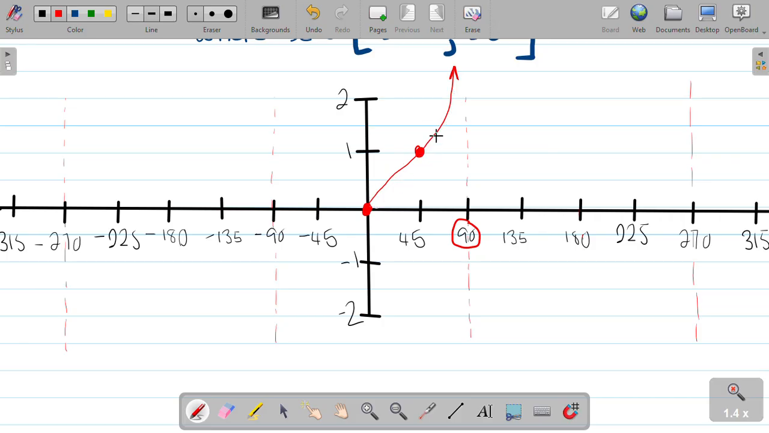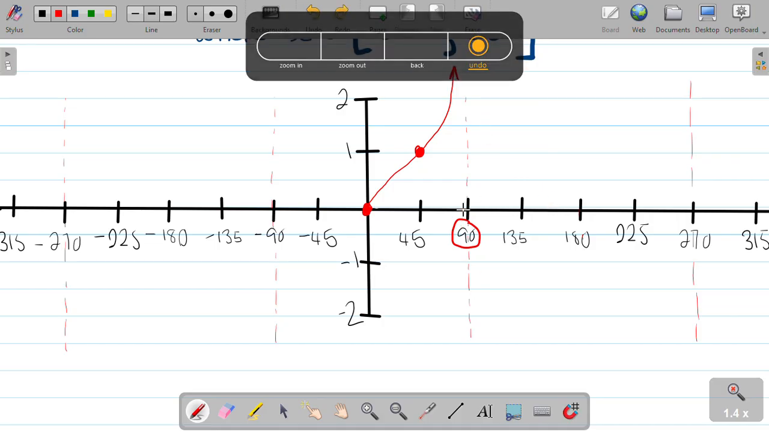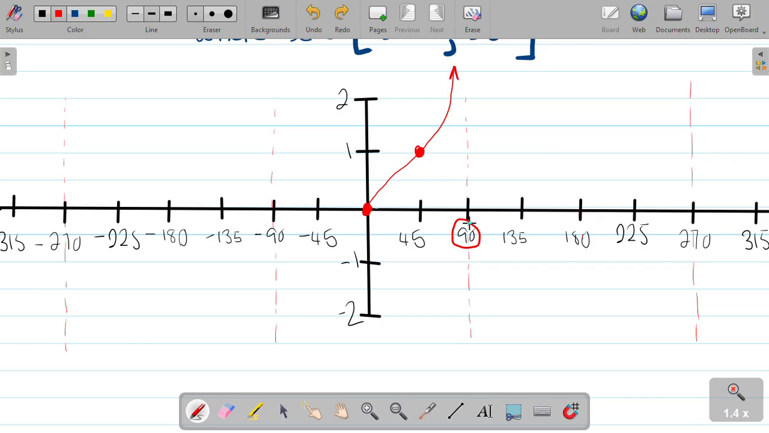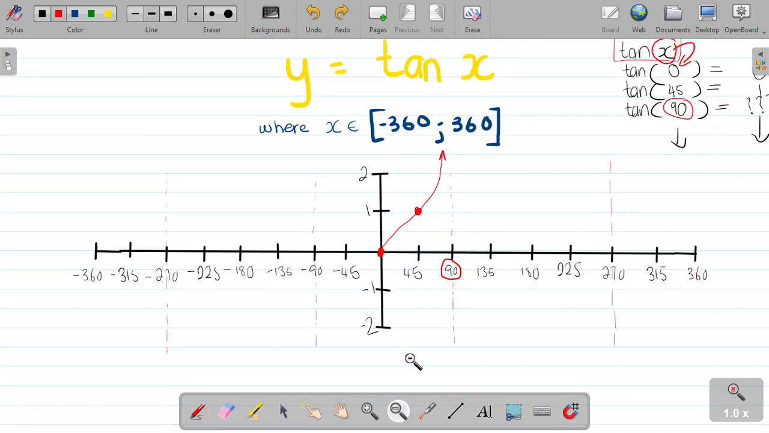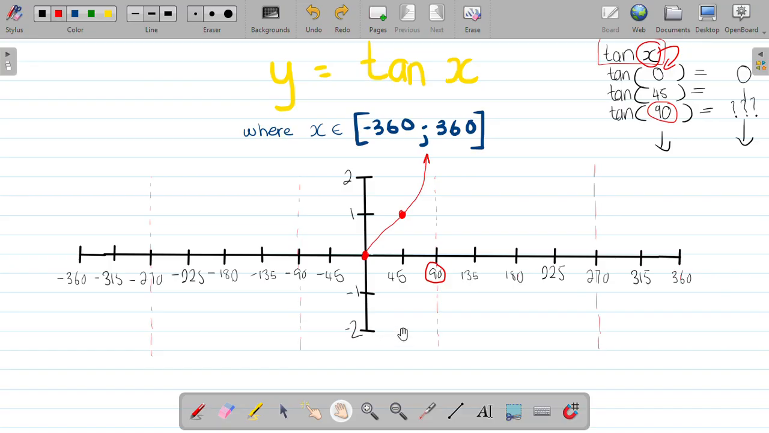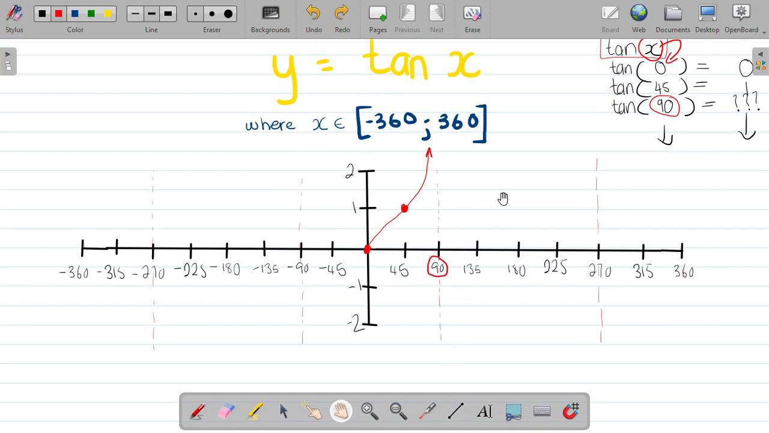It will continue to go up, up, up forever, but it will never touch the, sorry, I didn't mean to draw that line. It will never touch the 90-degree mark. Okay, so you need to understand that and get that in your head, and you'll see I've put other dotted lines. Now, why did I do that? Because you'll see once we put it into the calculator, these are also areas where the graph will approach but will never touch. So let's continue.